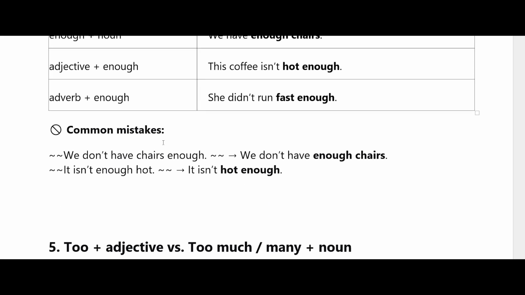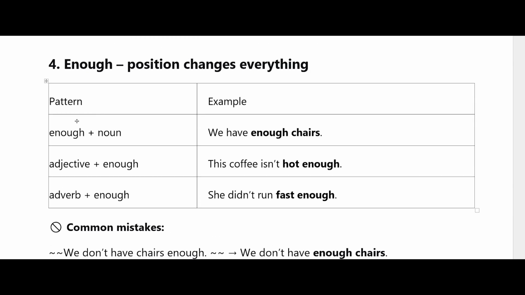So common mistakes. We don't have chairs enough. That's weird. We don't have enough chairs. That's the correct option. Or it isn't enough hot. No, no, no. You say it isn't hot enough. There are 3 patterns. Try to memorize them.